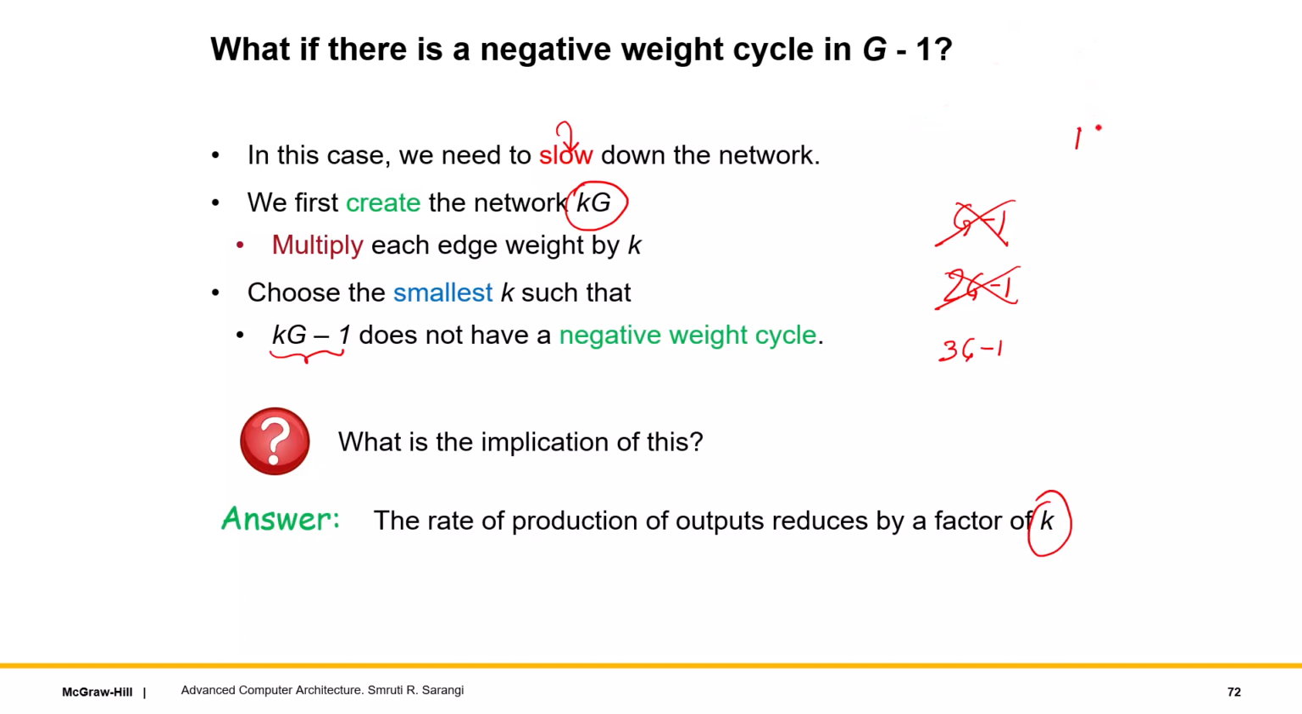Which means previously if there was one register on an edge, now there will be two registers. Which means that if the delay was 1 cycle, it will become 2 cycles. Effectively, your network gets slowed down by a factor of k, which is something that you may not like.